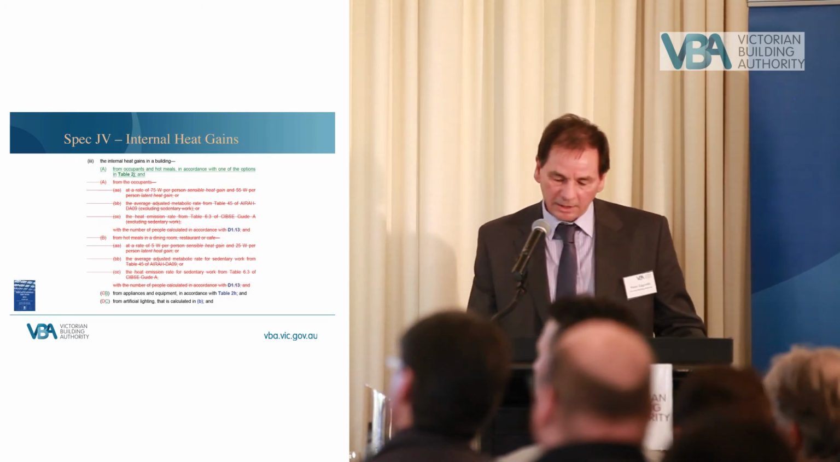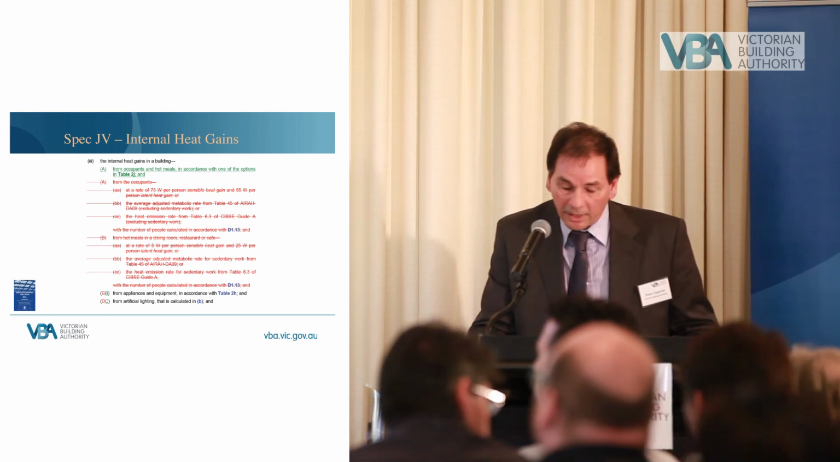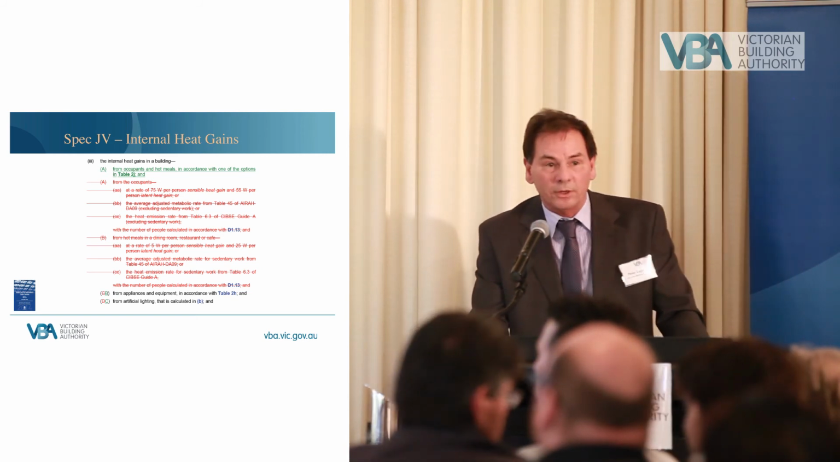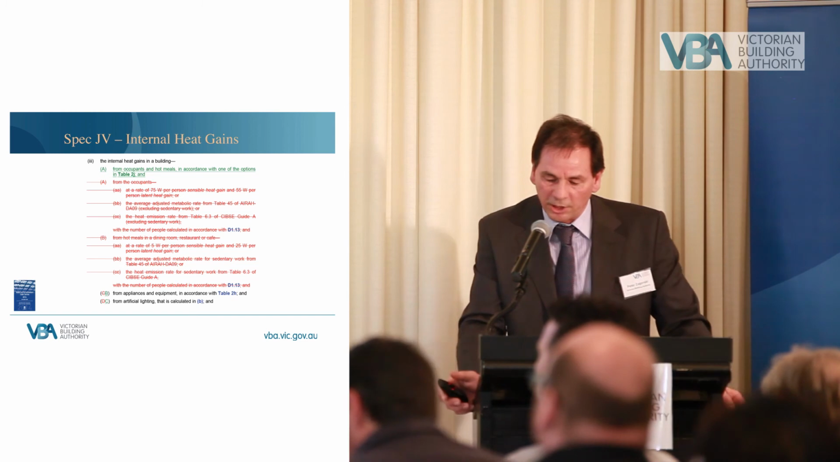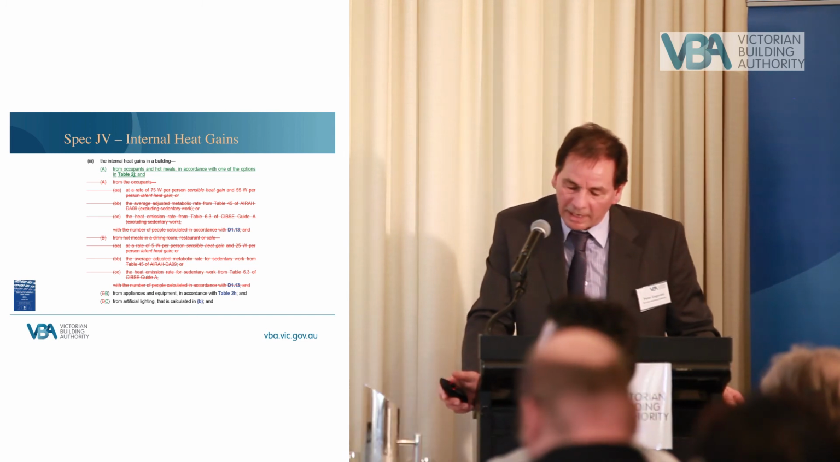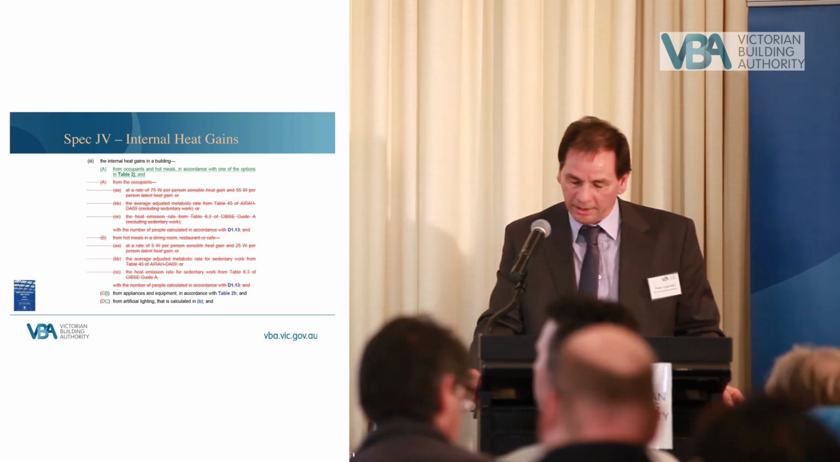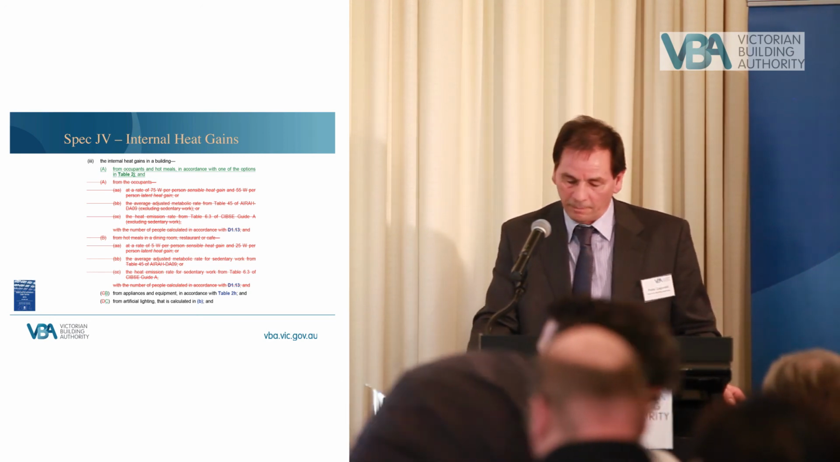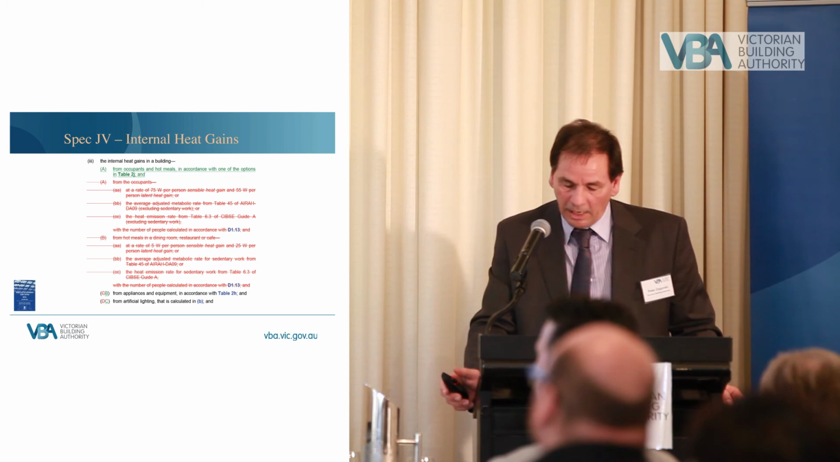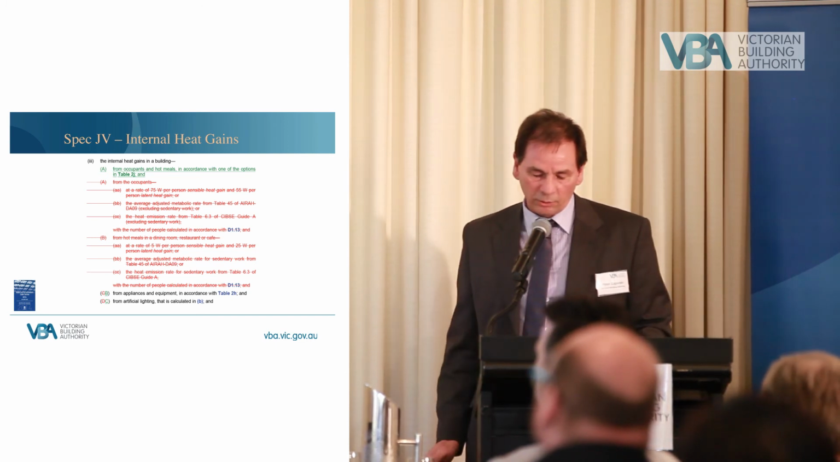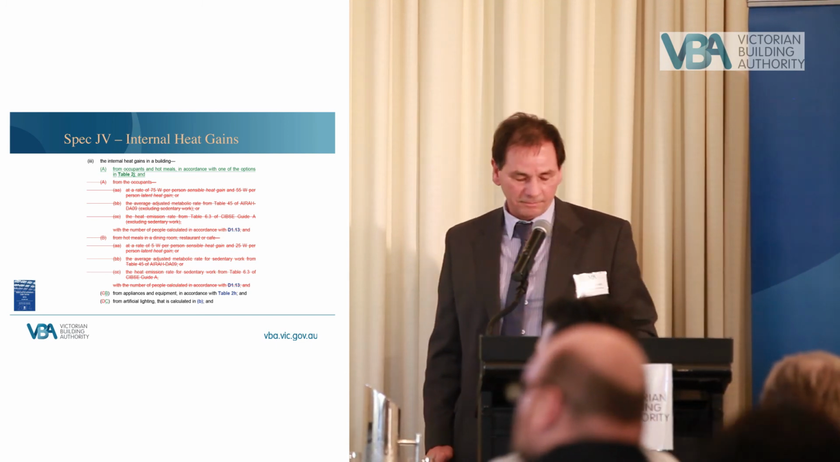Section JV contains requirements for calculating the annual energy consumption of services in the building. To determine the annual energy consumption for air conditioning, consideration must be given to the internal heat gains within the building, including heat gains from occupants and heat gains from hot meals in dining rooms, restaurants or cafes.